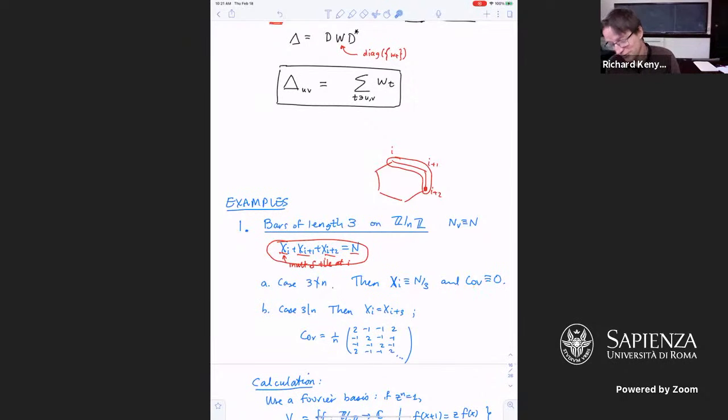And in fact, therefore, the covariance matrix is 0. The covariance between the multiplicities is 0. The probability measure concentrates on a single configuration.